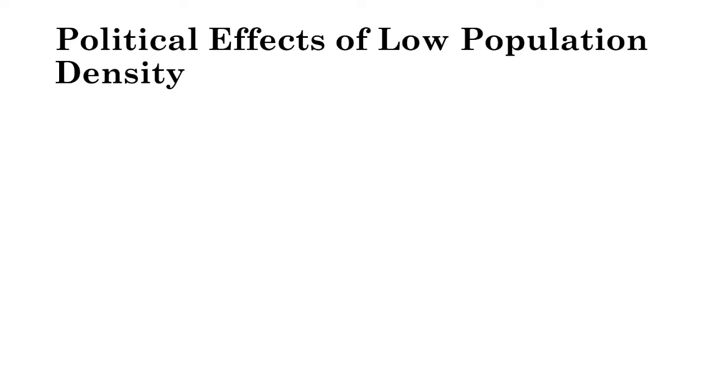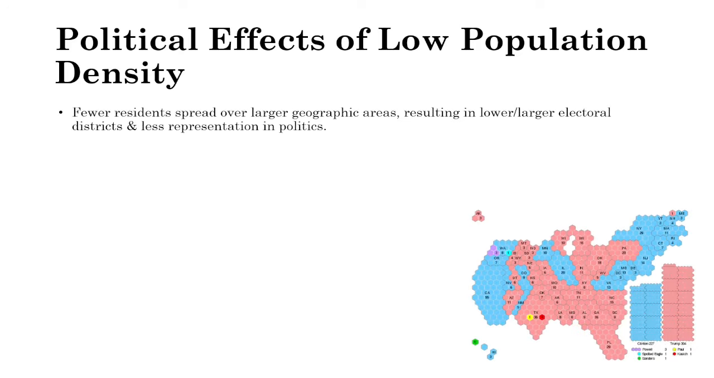So what are the political effects of low population density? Well, areas that have lower population density will have fewer residents spread out, resulting in a smaller number of electoral districts. Look at here the cartogram. Look at Idaho, Wyoming, Montana, North and South Dakota. The electoral districts are fewer, but they're bigger. And they have less representation in politics, particularly national politics. An issue in Idaho may not get to DC as great as an issue in California or Texas.